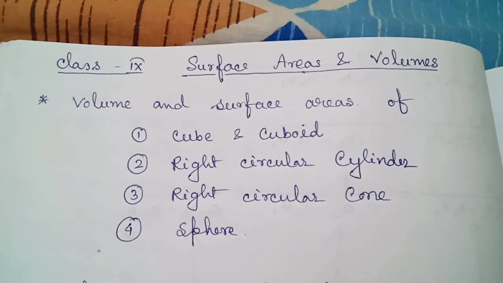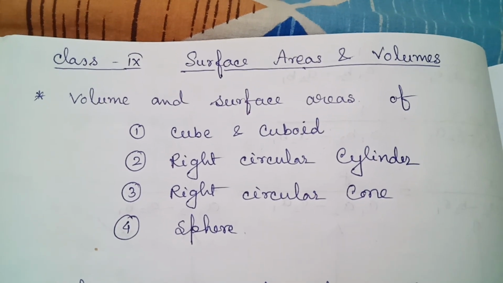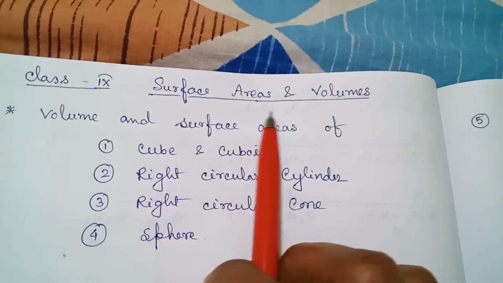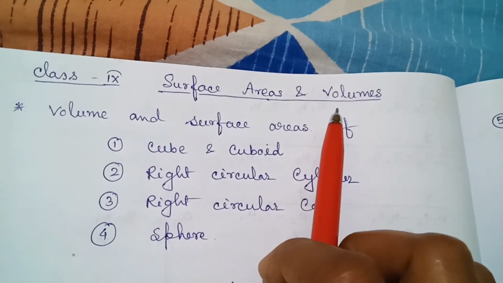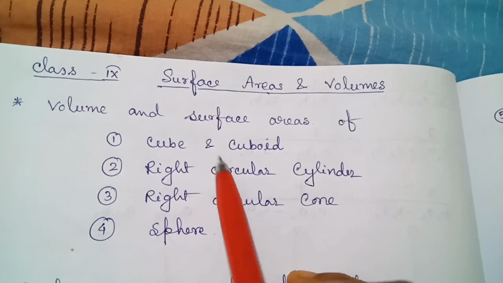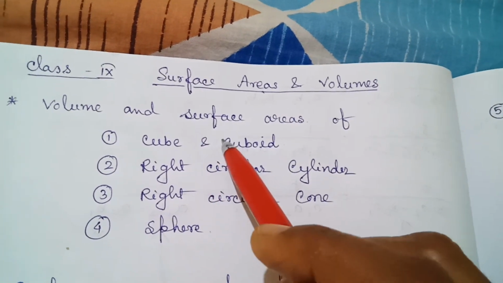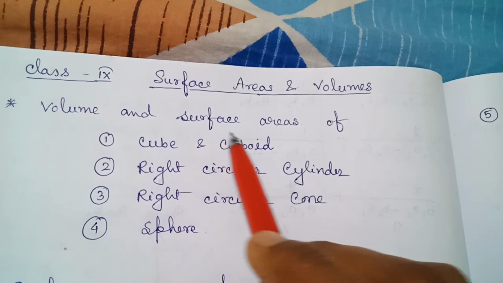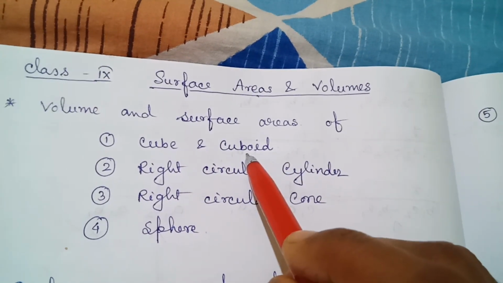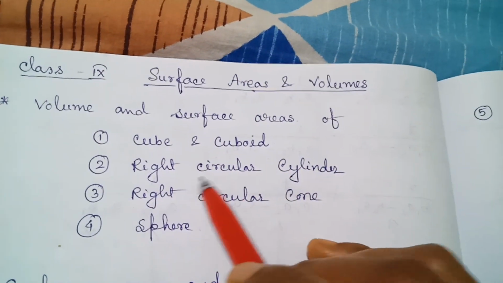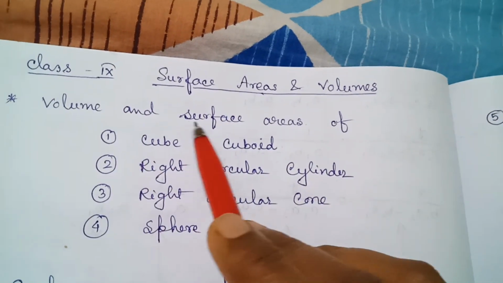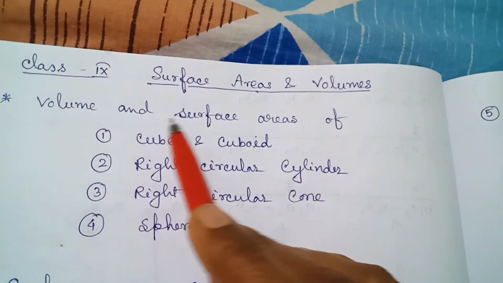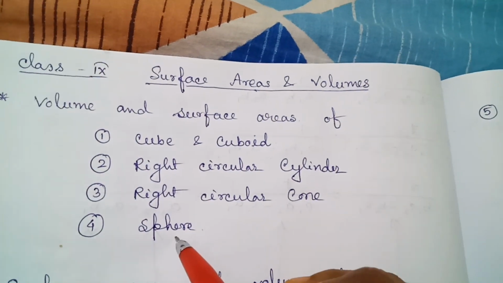Today we are going to learn some of the topics of class 9's surface areas and volumes chapter. Now in this chapter there are 4 topics: volume and surface areas of cube and cuboid, volume and surface areas of right circular cylinder, volume and surface areas of right circular cone, and volume and surface areas of sphere.